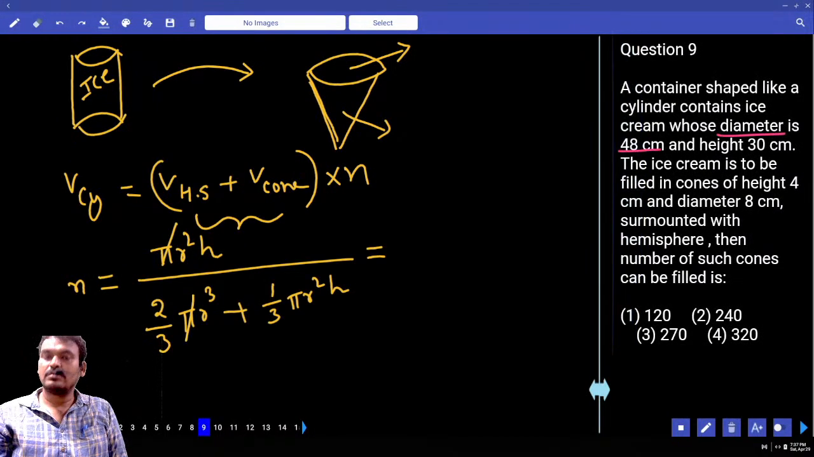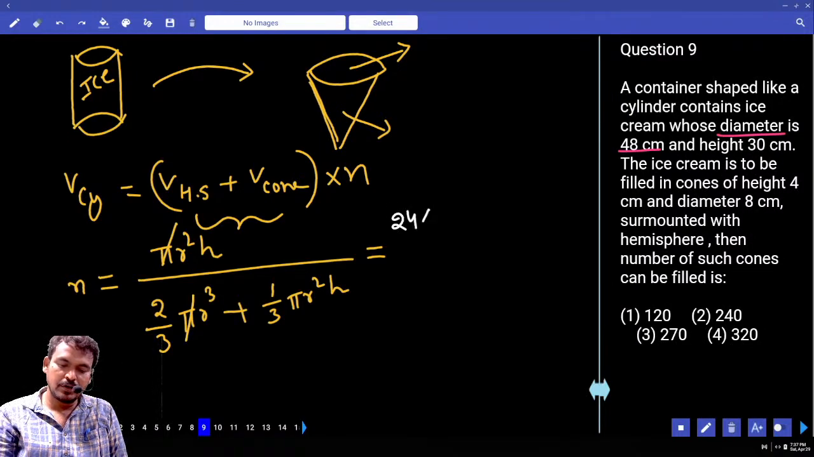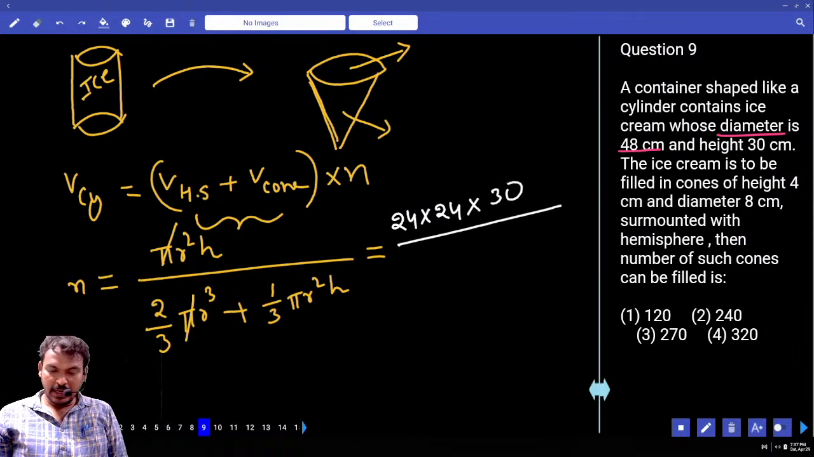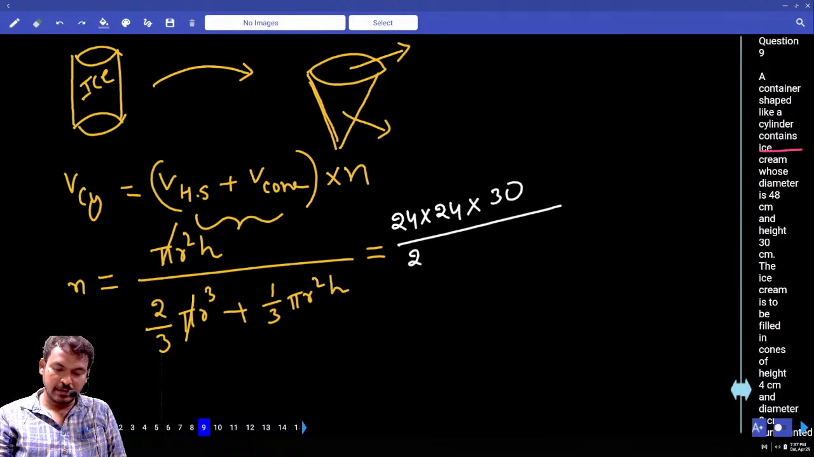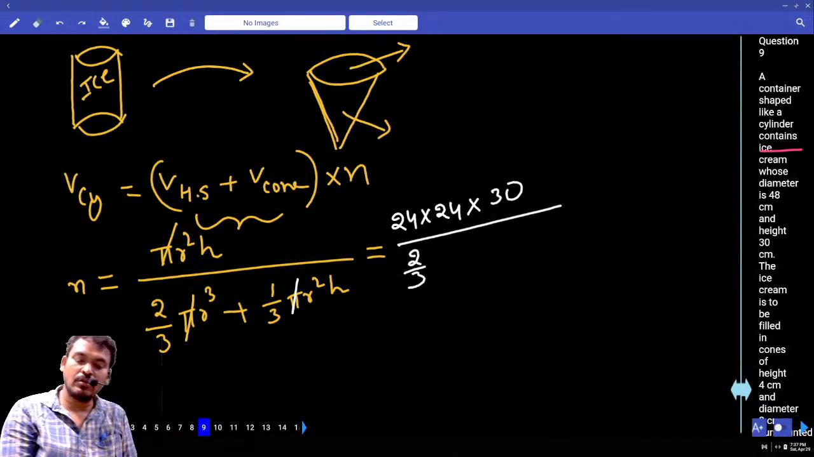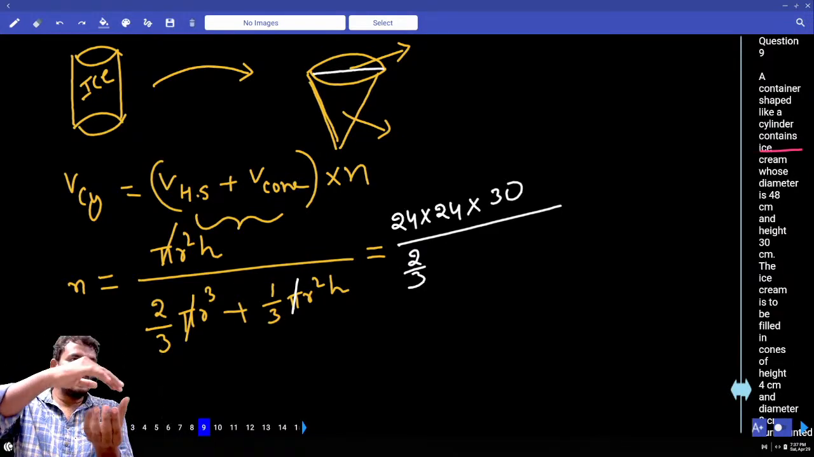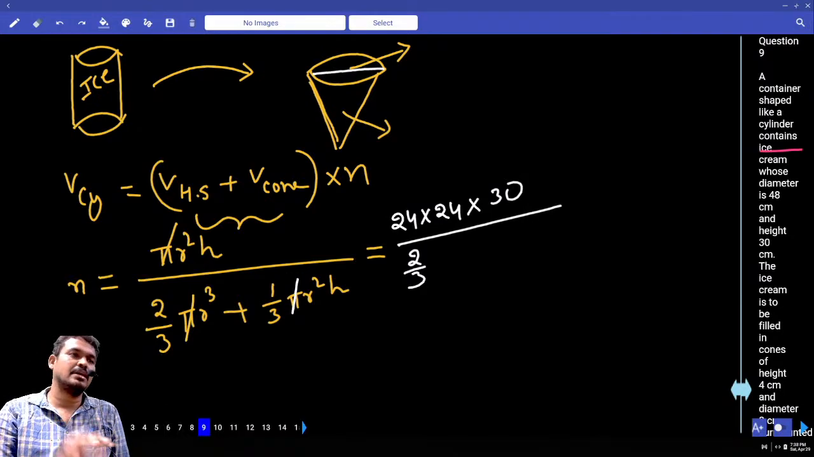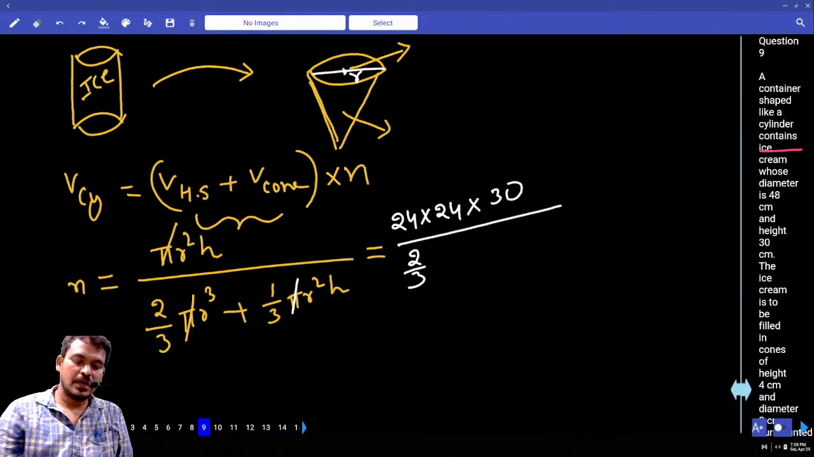Diameter is given how much? 48. Radius 24. Then we write 24 into 24 into height, how much? 30. By denominator measurements, 2 by 3 common or not? 2 by 3 common. And one more, same radius or different radius? Same radius. Cone radius and hemisphere radius same or different? Same. Equal radius. Means which one is the common value?